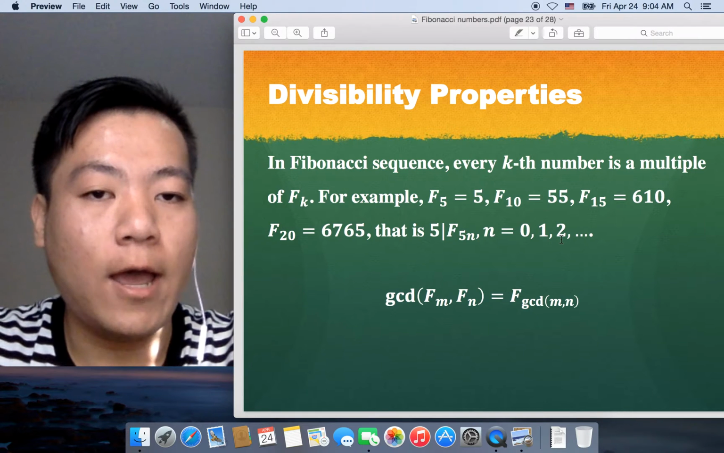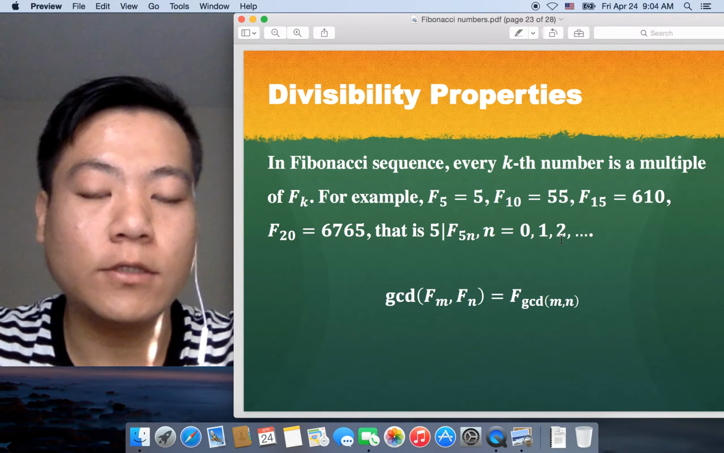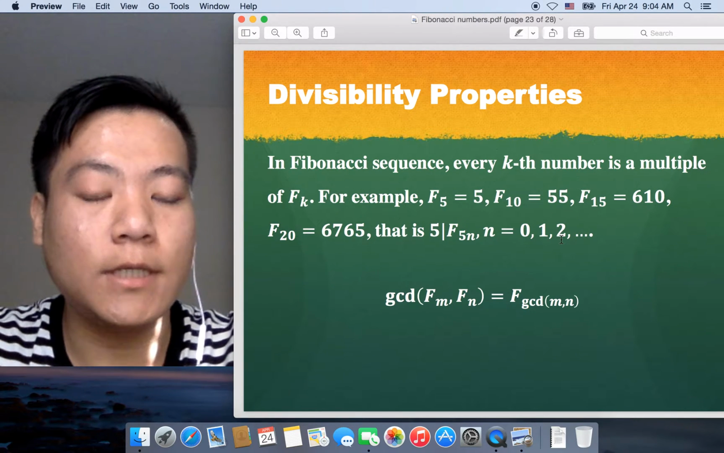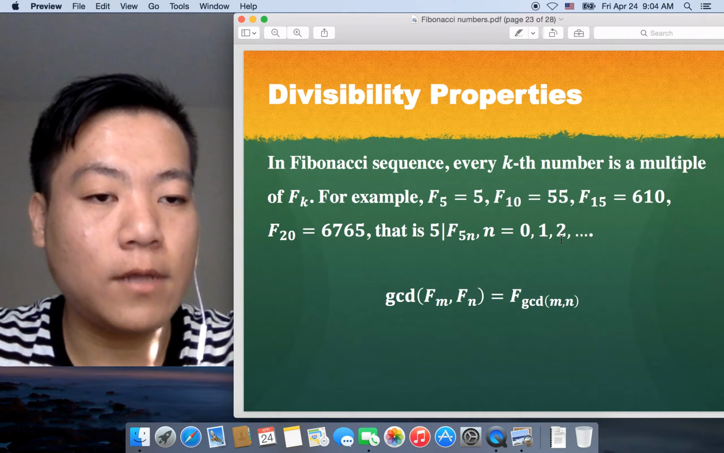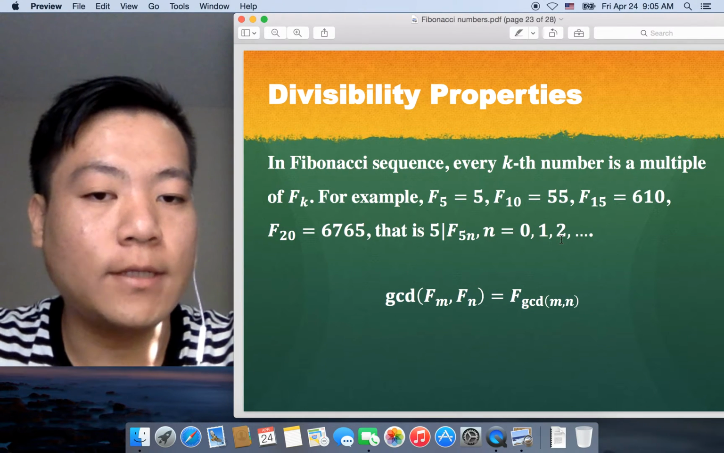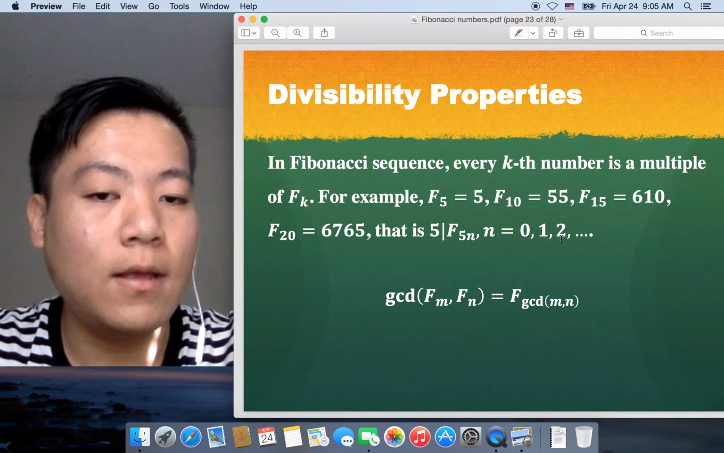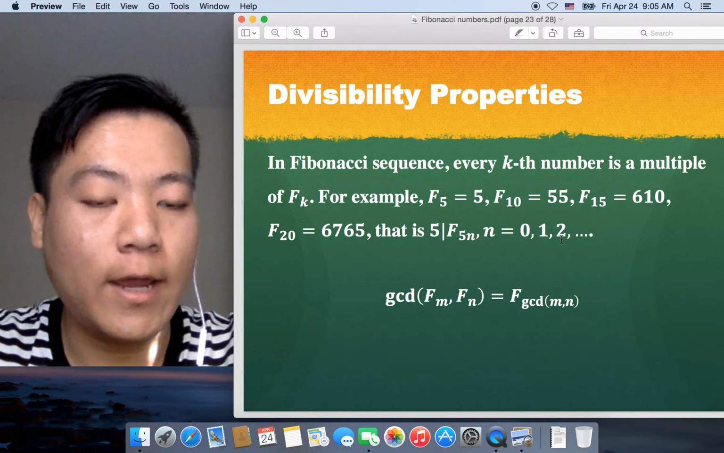Fibonacci numbers have many properties. Now I'm talking about the divisibility properties. In the Fibonacci sequence, every kth number is a multiple of F_k. For example, F_5 is equal to 5, F_10 equals 55, F_15 equals 610. That is, F_5 divides F_{5n}.